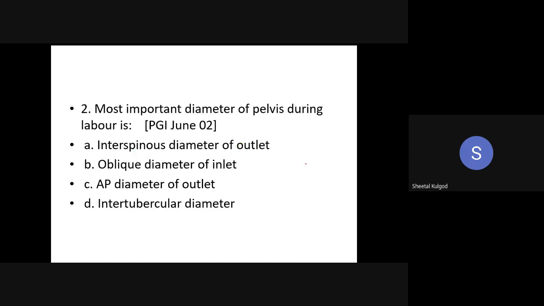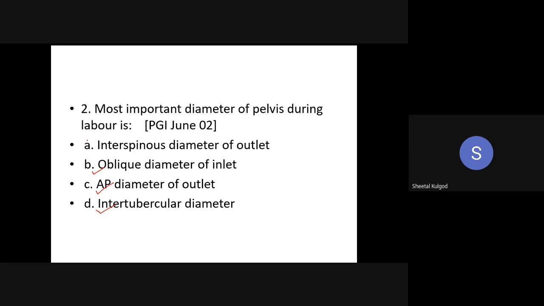Right. What is the answer for this question? Just now we discussed which is the smallest diameter in the pelvis. Ma'am, interspinous. Yeah, so that will again become the most important one. Understood? The oblique diameter of the inlet is normal. That is not of a concern. Anterior posterior diameter of the outlet is also quite large. So that is not of a concern. Intertubercular diameter is also large. So what we're worried most commonly is the interspinous diameter.